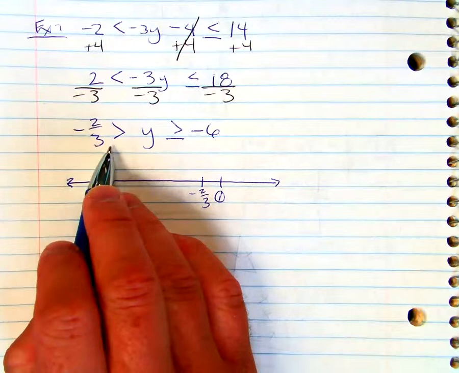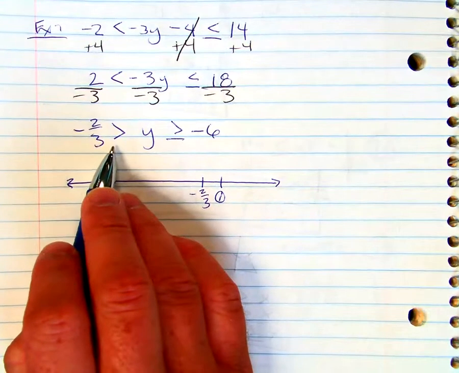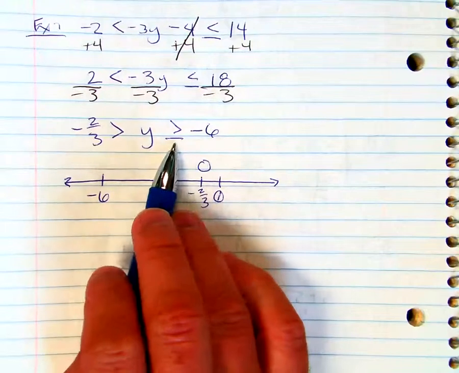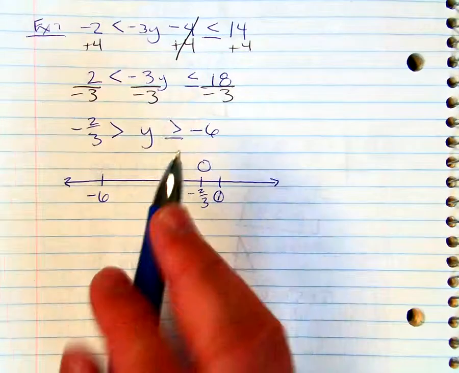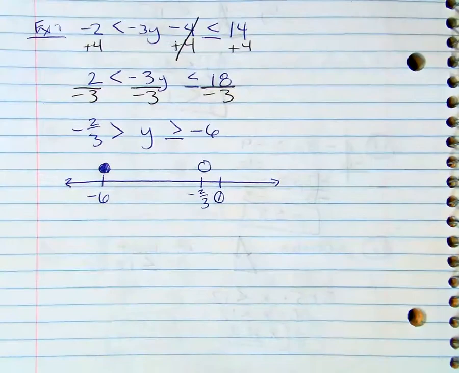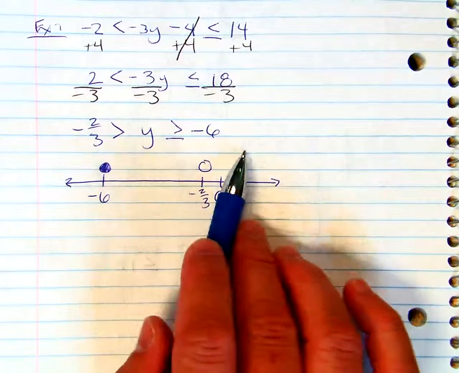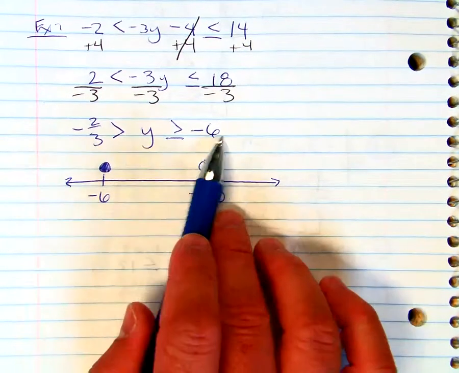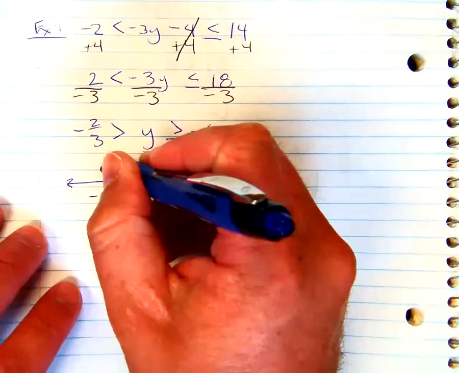Above the 2/3, should this be solid or empty? This will be empty. Above the negative 6, solid or empty? This one will be solid because it's underlined. And then because it is one continuous inequality, y should be any number that is between these two values. We will go ahead and connect them.